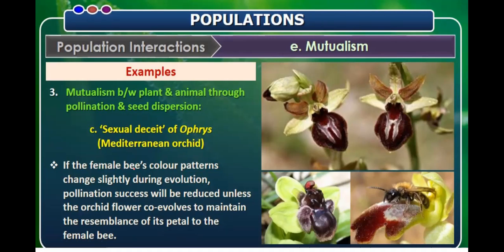If the female bee's color pattern changes slightly during evolution, pollination success will be reduced unless the orchid flower co-evolves to maintain the resemblance of its petal to the female.